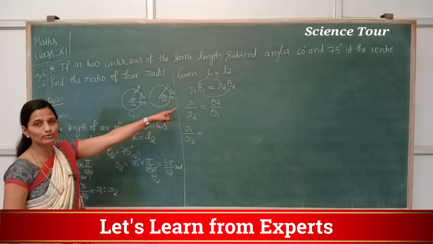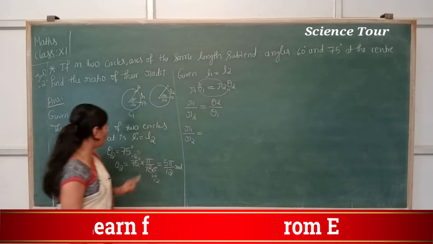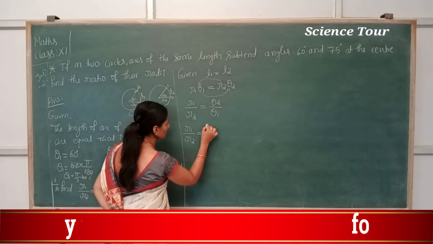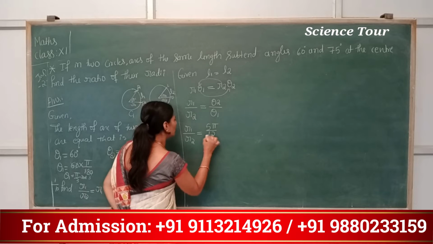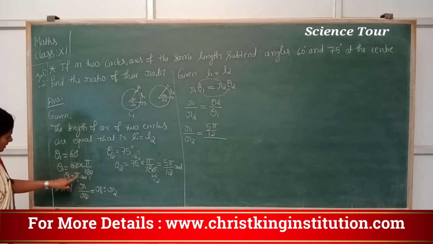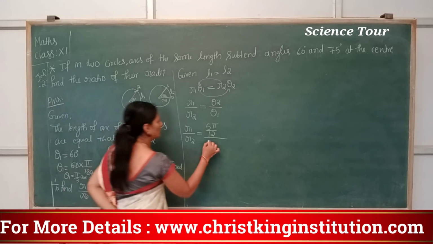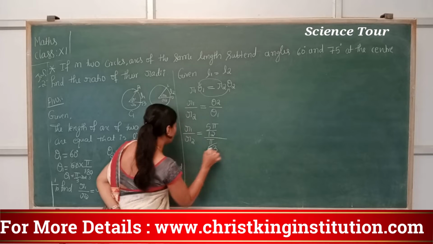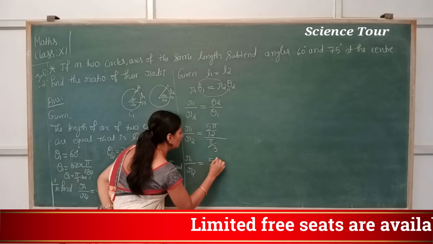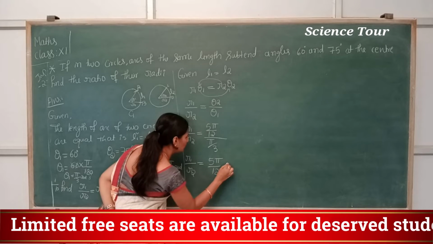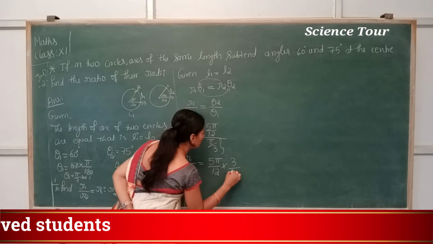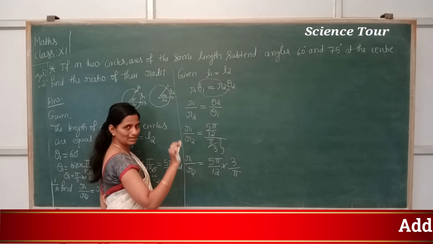So therefore R1 divided by R2 is equal to theta 2. See, be careful while substituting. What is here theta 2 in radian? 5 pi by 12, divided by theta 1 in radian, not in degree. Theta 1 in radian is pi by 3. So therefore R1 divided by R2 is equal to 5 pi by 12 into, this pi by 3 changes as 3 divided by pi. The simplification part you can do as you wish.